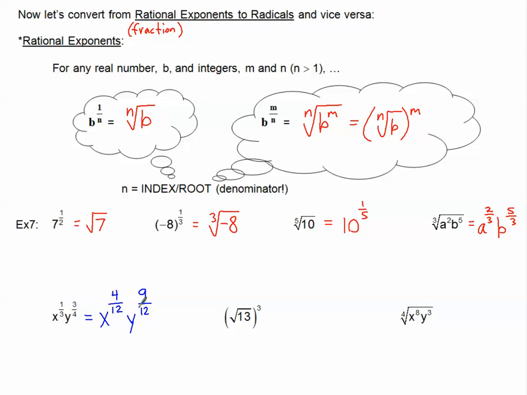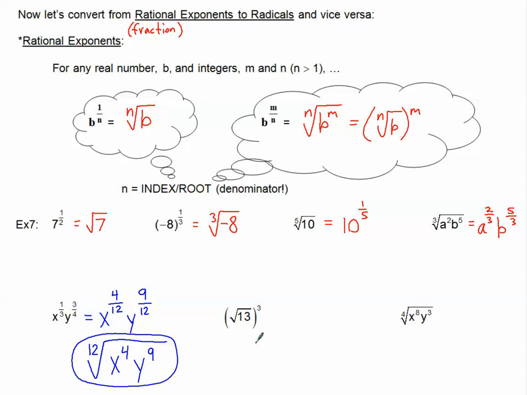And once they have the same denominators, I can write it as, wow, geez, a 12th root. We haven't seen a 12th root yet. They have the same denominators. That's the root, the index, and then x to the 4th will go underneath, and y to the 9th will go underneath. That's a pretty cool problem.